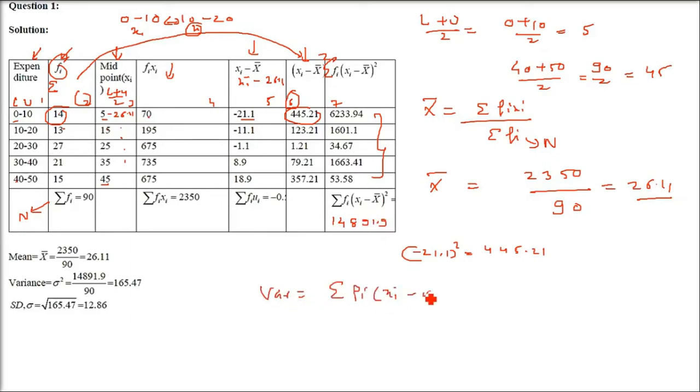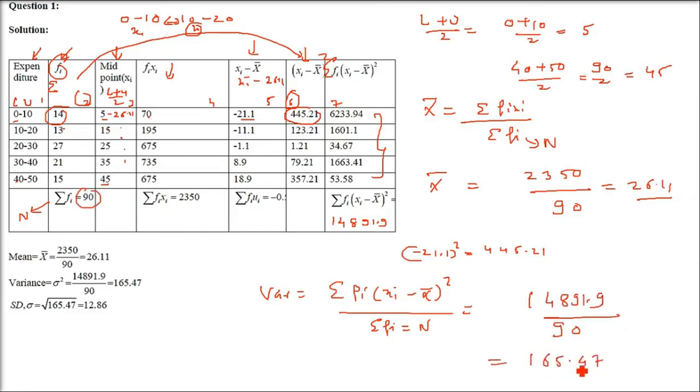What is the variance formula? Sigma fi times xi minus x bar whole squared, divided by sigma fi, which is capital N. This is your formula for variance. So 14891.9 divided by 90 gives 165.47. This is your variance, sigma squared. In order to find the standard deviation, take the root of it. So you have 12.86. This is your answer.